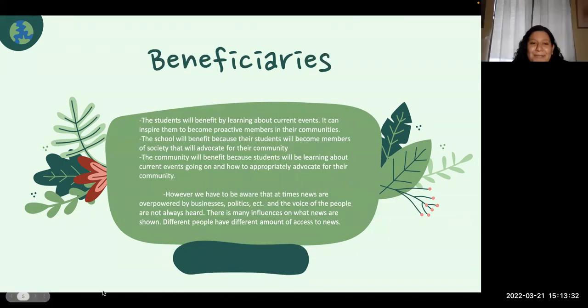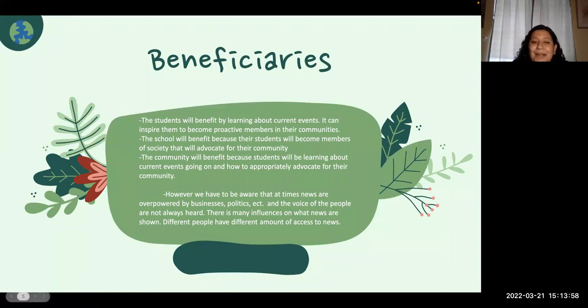So who benefits from this? The students benefit from this because it will inspire them to become more proactive members of their community. And then the schools benefit because the students will become good citizens of their society and will learn to advocate for their community. And the community benefits because the students will learn appropriate ways to advocate for them.